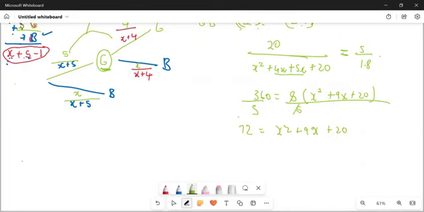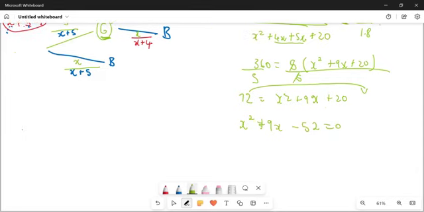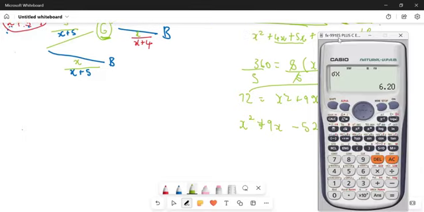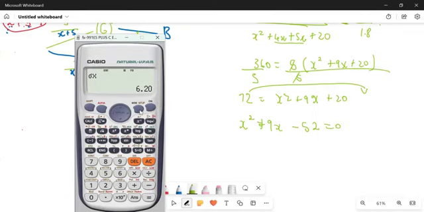We want x. We take 72 to the other side, so one side has 0. So x squared plus 9x, and then minus 52, which is going to be 0. I will use the Casio calculator now. It's easy to factorize this, but I'm lazy. Table, and then I go to number 3. I know we can factorize it, but I'm just lazy. 9 equals, minus 52. I'm just lazy.